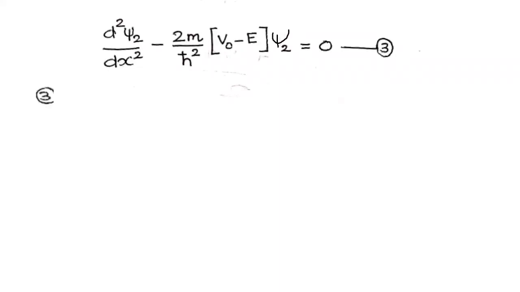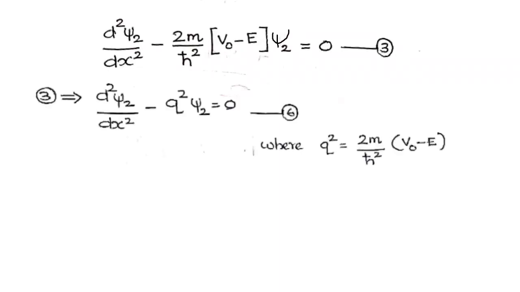So equation number 3 can be rewritten as d²ψ2/dx² minus q² ψ2 equal to 0, where q² is equal to 2m divided by ħ² into (V0 minus E). This equation can be taken as equation number 6.